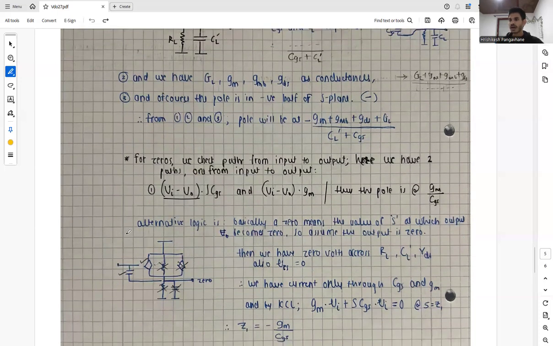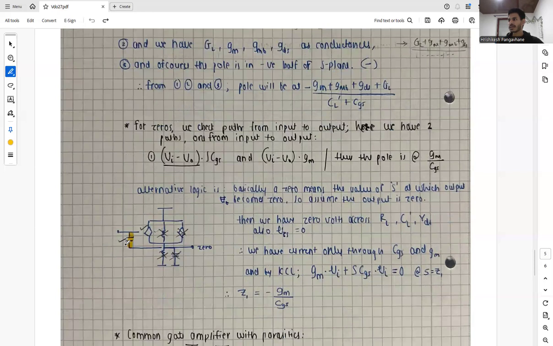So we have current only through the CGS and the GM, and by KCL we can say that GM times VI plus S CGS times VI equals 0, and thus we can estimate the value of S, which is minus GM by CGS. That's where our zero lies, because that's the value of S when our transfer function becomes 0 or output becomes 0. So that's how we can estimate our zero.